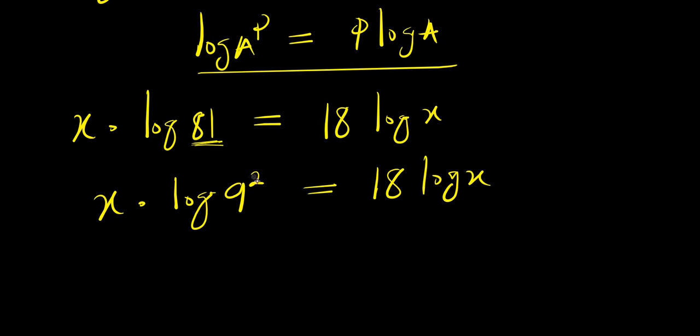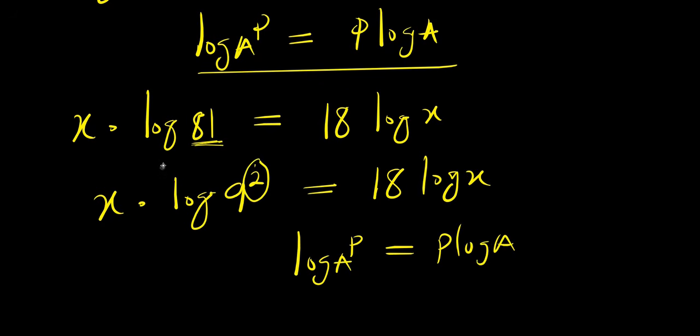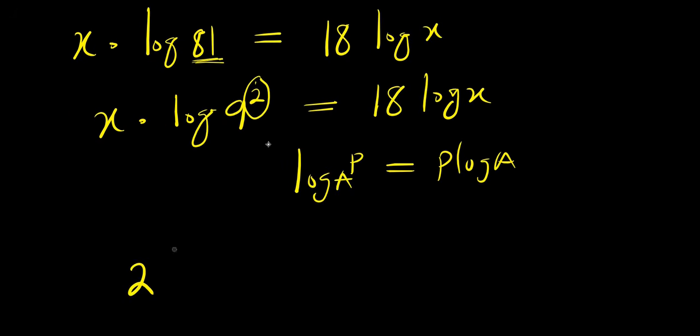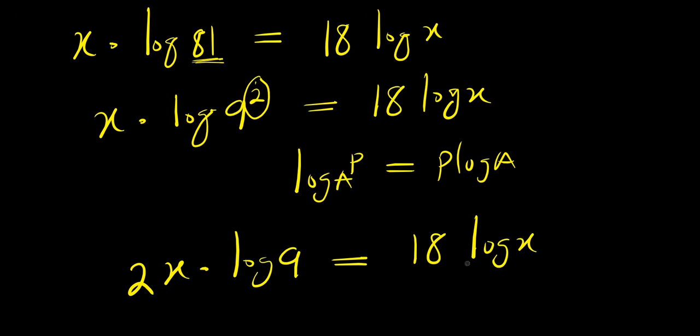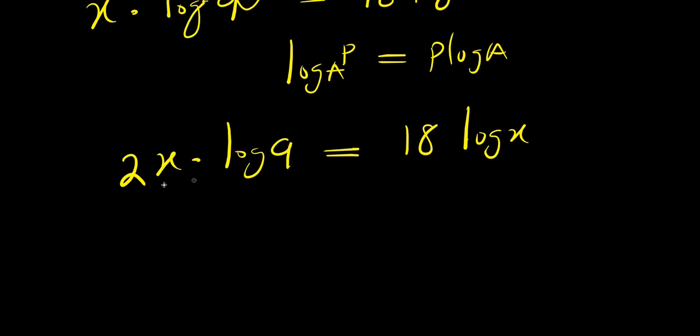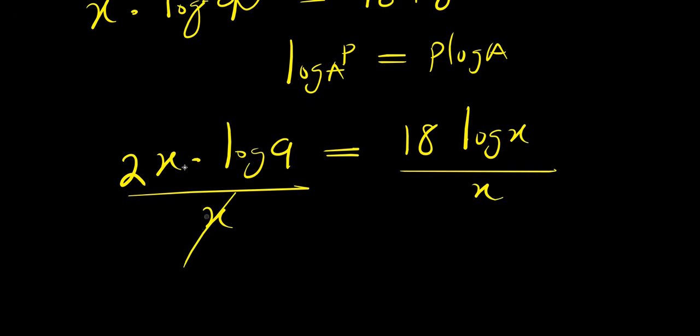So what I can do again is remember the property log a power p equals p times log a. The 2 comes behind this. So what we are going to have will be 2 times x, that is 2x times log 9 equals 18 times log x. So we can decide to divide this by x and divide this by x. We eliminate x here.